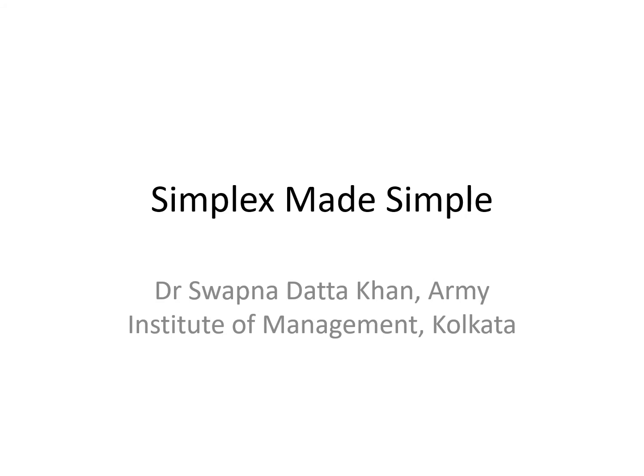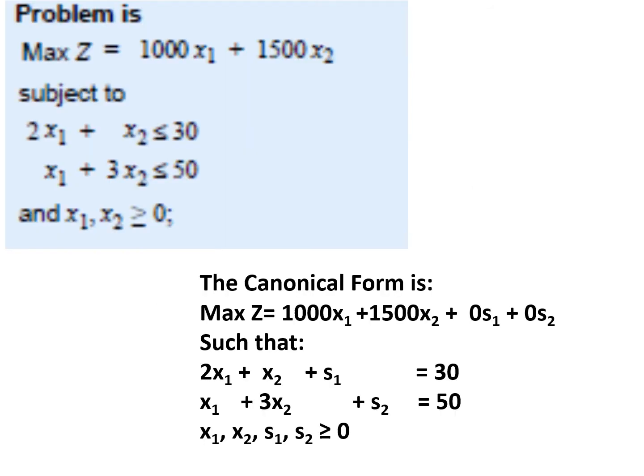to everyone. Now, in this particular slideshow or video, I will show you the procedure of simplex that is used to get the optimal solution to a linear programming example. You can see the problem here is maximize z is equal to 1000x1 plus 1500x2 subject to 2x1 plus x2 less than or equal to 30, x1 plus 3x2 less than or equal to 50 and x1, x2 greater than or equal to 0. Now this problem has been discussed earlier in a video wherein it was solved in the graphical form. Now here we will solve it by simplex.